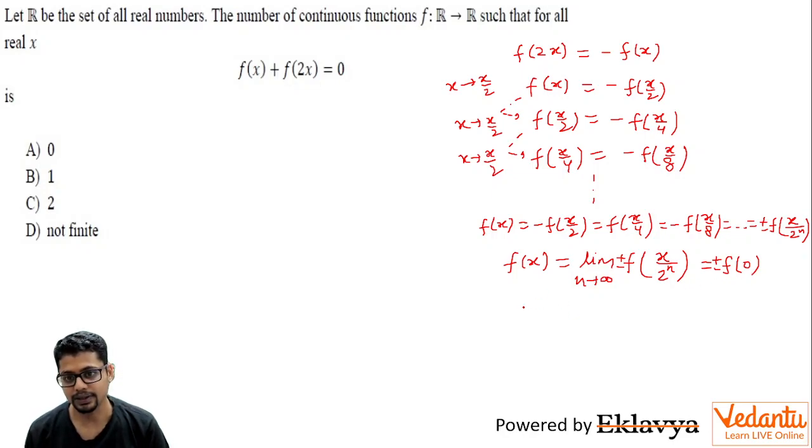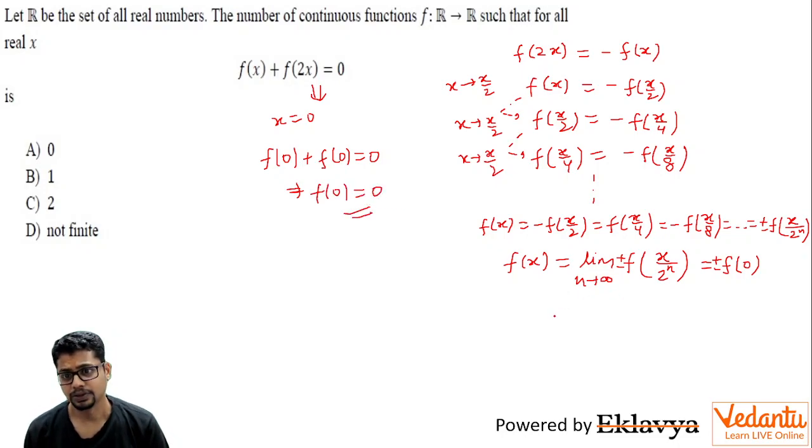So now can we find out f of 0? Absolutely yes. In this equation, if you put x to be 0, since it holds for all real x, it holds for x equal to 0 also, so you get f of 0 plus f of 0 equal to 0. That means 2 times f of 0 is 0, so f of 0 is 0. So f of x equal to plus minus 0 is 0 only. So f of x equal to 0 is the only possible solution for this function f.